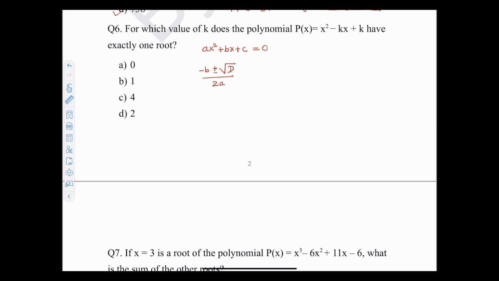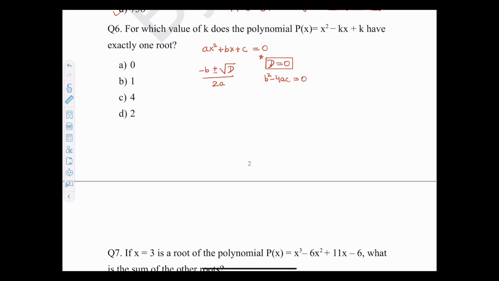Well, what if we make the value of d 0? If the value of d is 0, plus 0 and minus 0 won't make different roots. So our root will only be minus b over 2a. That will be exactly one root. Okay. So in order to make our d equal to 0, we have to make b squared minus 4ac equal to 0. Remember, our discriminant was equal to b squared minus 4ac.